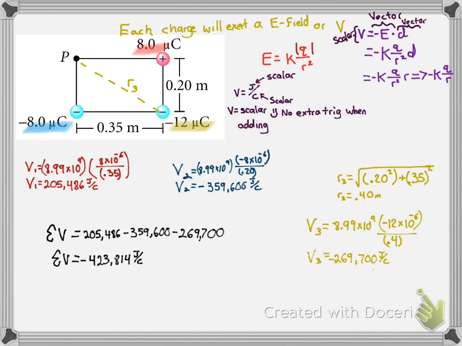Now in our last problem, we got negative 426,000 instead of negative 423,000. It sounds like a lot, but it's really a very small difference when you think of it, and a lot of it comes down to rounding. So this is the easier way to figure that out.